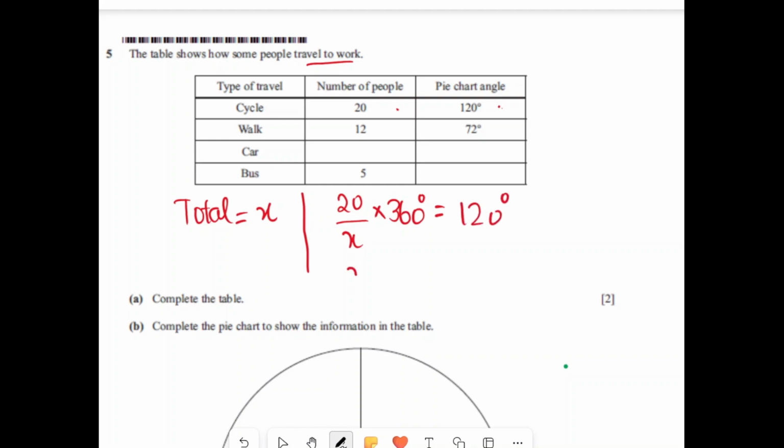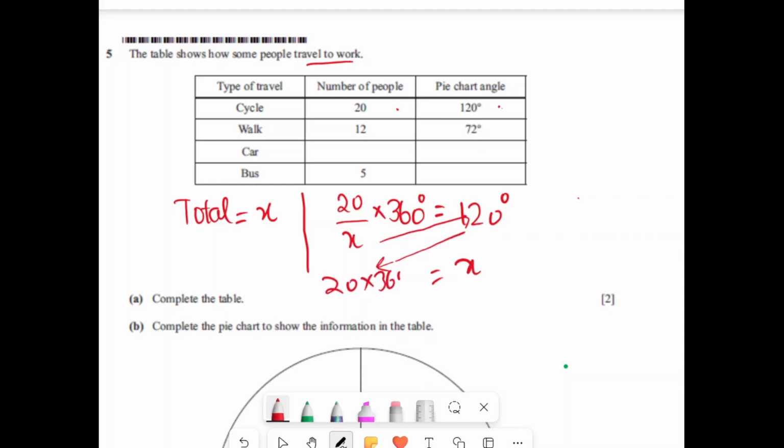If we adjust it to get the value of X, it will be 120 divided by 360 into 20 will give you the total value. So we can shift X over there and 120 can be shifted over here. So X will be equal to 20 times 360 divided by 120. And upon simplification, our X will be 60. So there are a total of 60 people who travel to work.